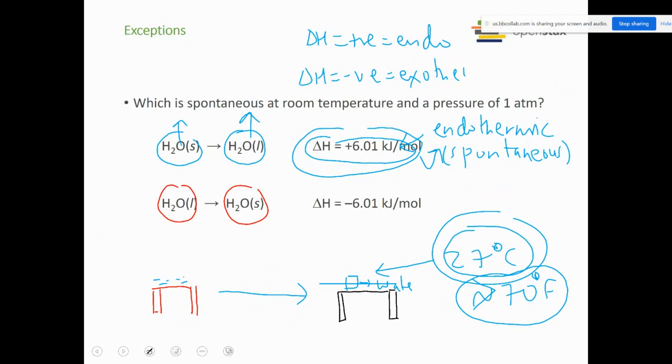No, right? But then what's this? This is an exothermic process, right? Going from liquid to solid is always an exothermic process, but it is non-spontaneous. So I hope this example makes sense and tells you that all exothermic reactions are not necessarily spontaneous reactions or spontaneous processes.